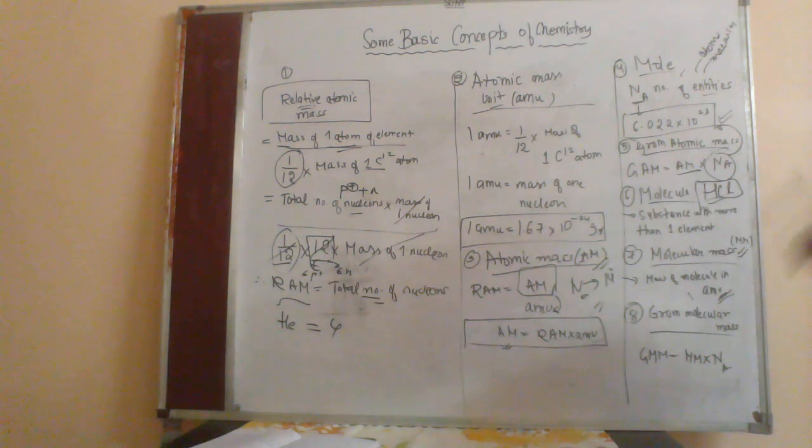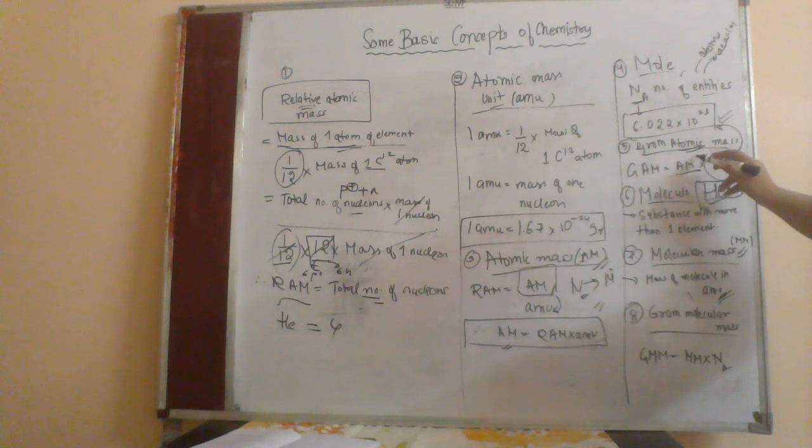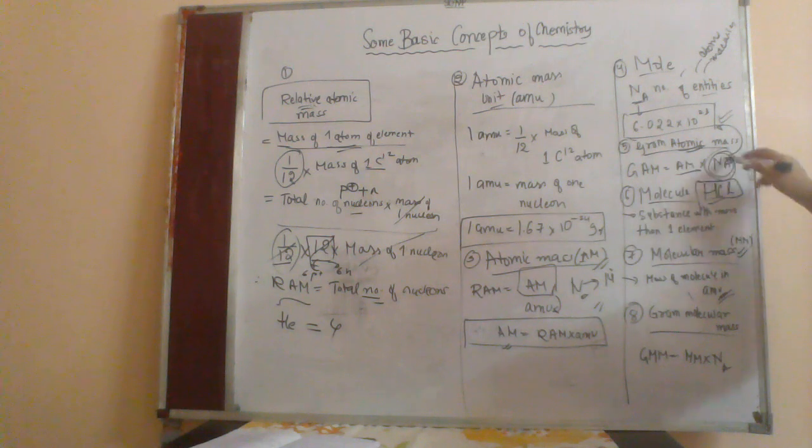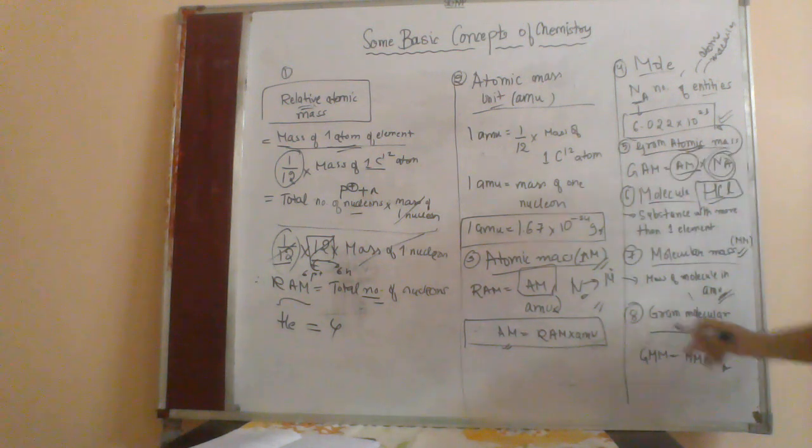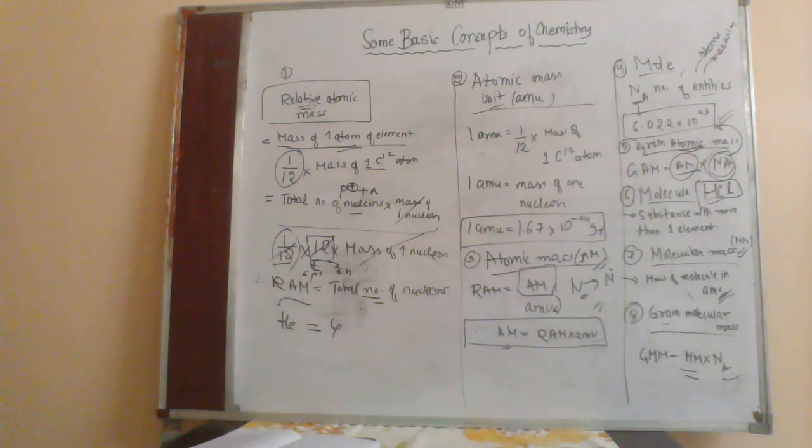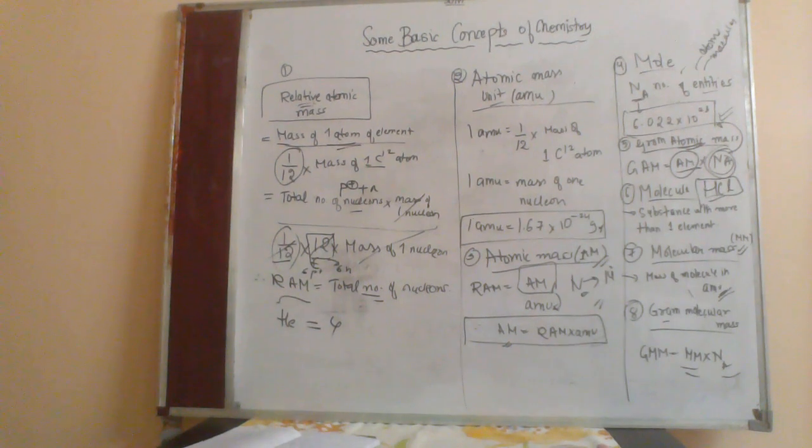Coming to the last one, that is gram molecular mass. Here we learned gram atomic mass. Now we are learning gram molecular mass. The only difference is, in gram atomic mass we multiply Na with atomic mass; in gram molecular mass we multiply Na with molecular mass. Okay. So we are done with the basic definitions that we need.